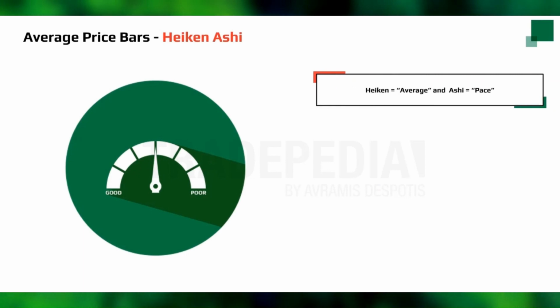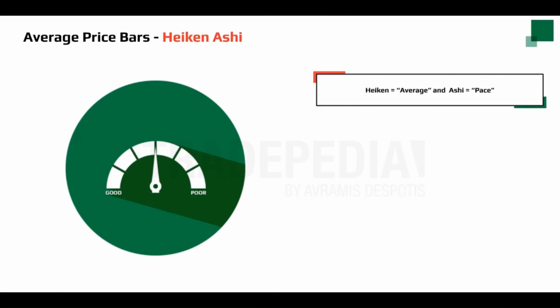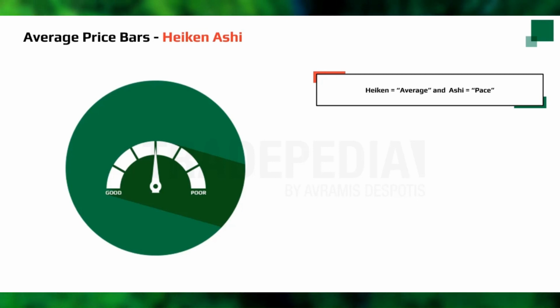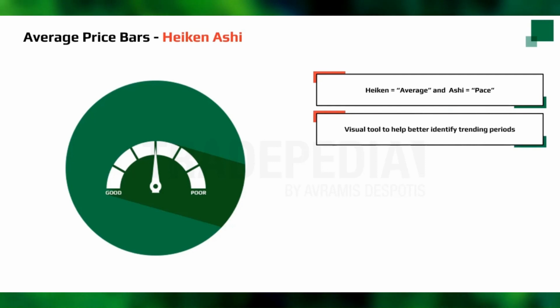Heikin is referred to average, and Ashi is translated to pace. Taken together, Heikin-Ashi represents the average pace of prices. It is a visual tool to help traders better identify trending periods.